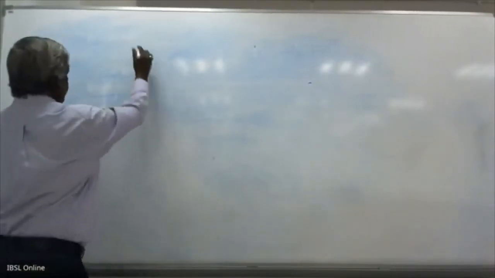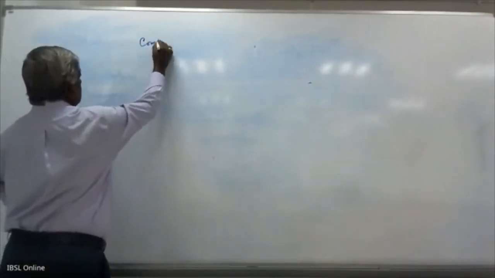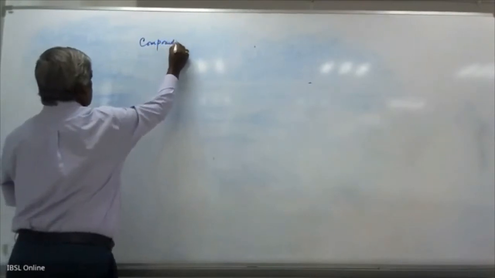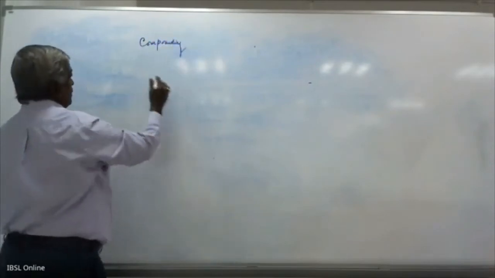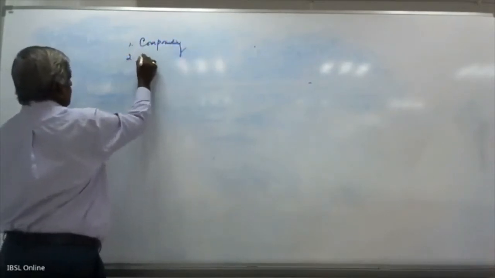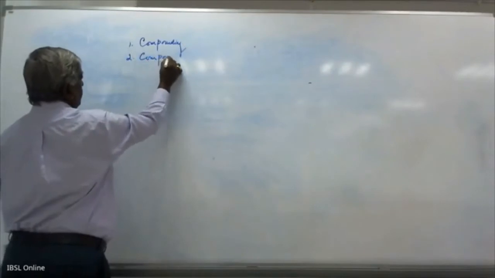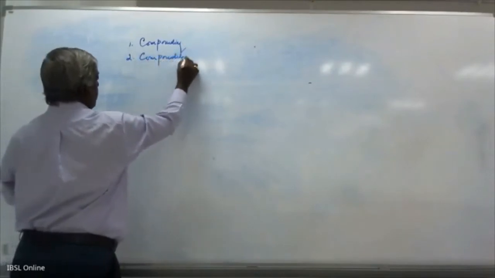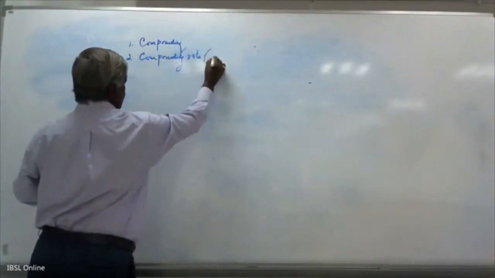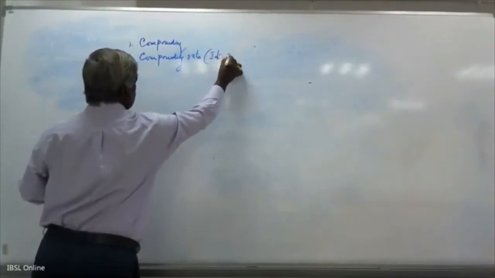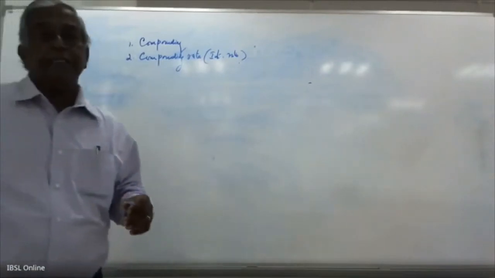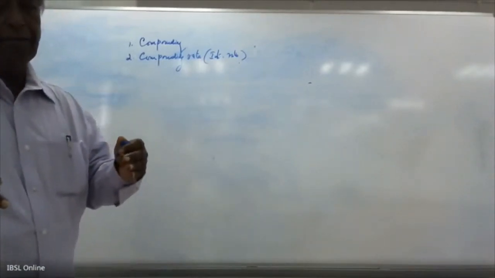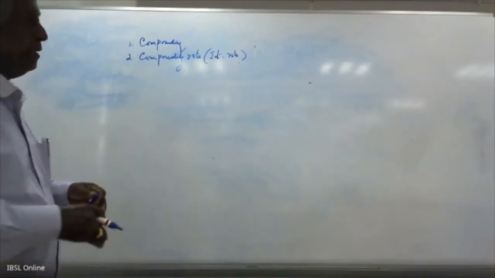Now you know the meaning of compounding. It's a technique converting the present value to the future value. You know compounding rate, that is actually the interest rate. The interest rate used in compounding is the compounding rate.